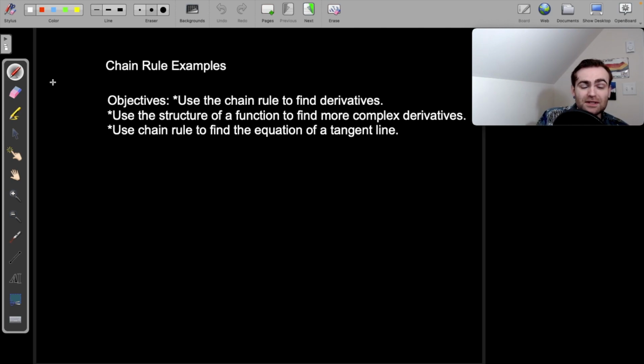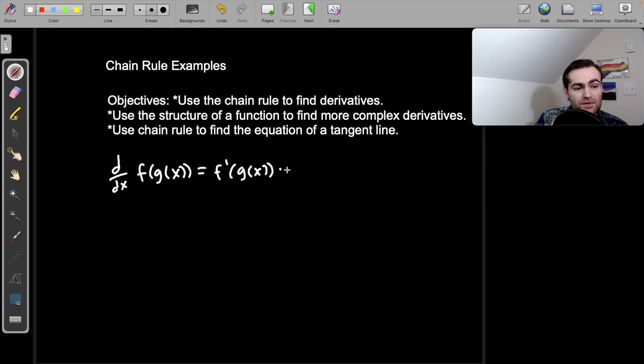Hopefully you're watching this with already an understanding of what the chain rule is, but the chain rule is the derivative of a composition function, so like an f of g of x, is equal to the derivative of the outside, so the derivative of the f function in this case, keeping the inside the same, times the derivative of the inside function. So this notation is important. I'm going to try to point it out here and there when I can. So let's go ahead and get started.